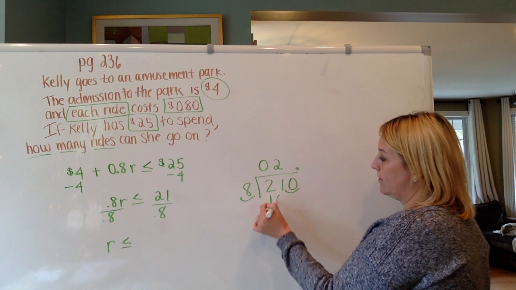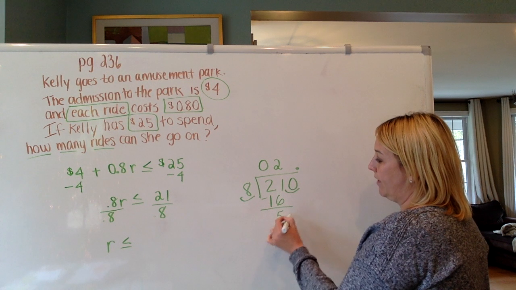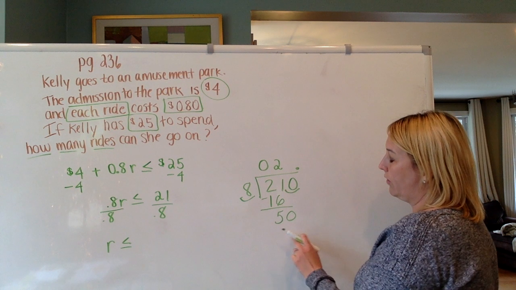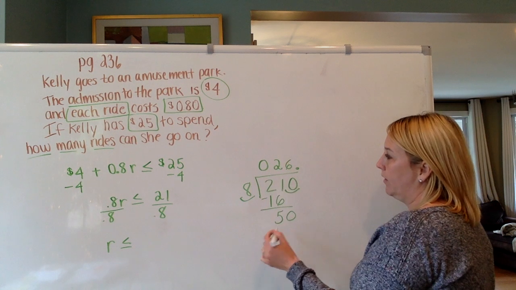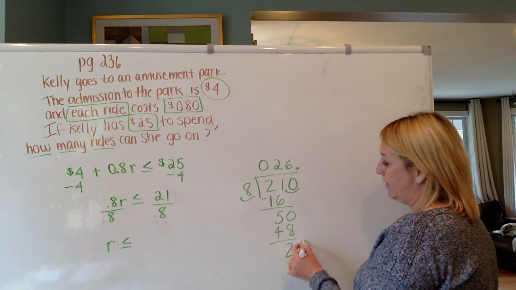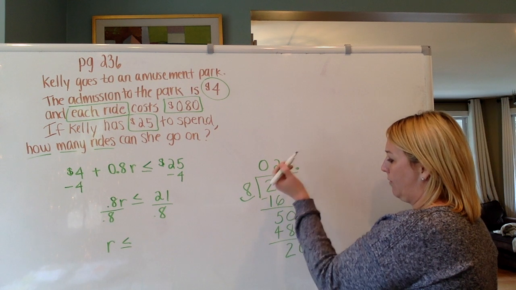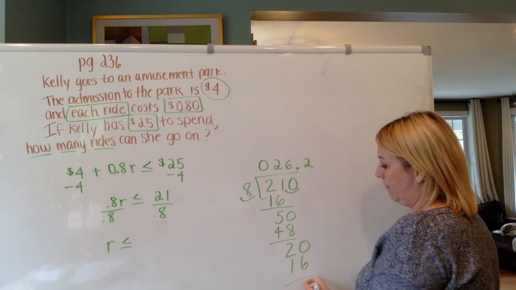8 times 2 is 16. 21 minus 16 is 5. Bring down a 0. 8 can go into 50 6 times. 8 times 6 is 48. And it ends up being a remainder of 2, then a 0, and so on.